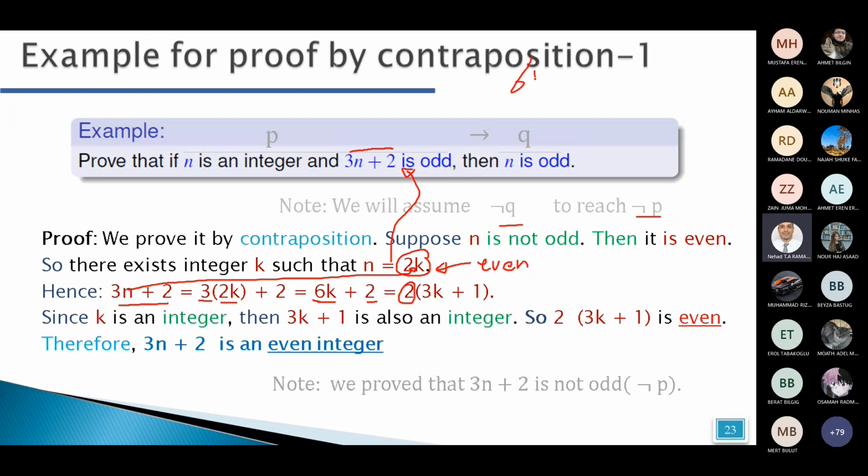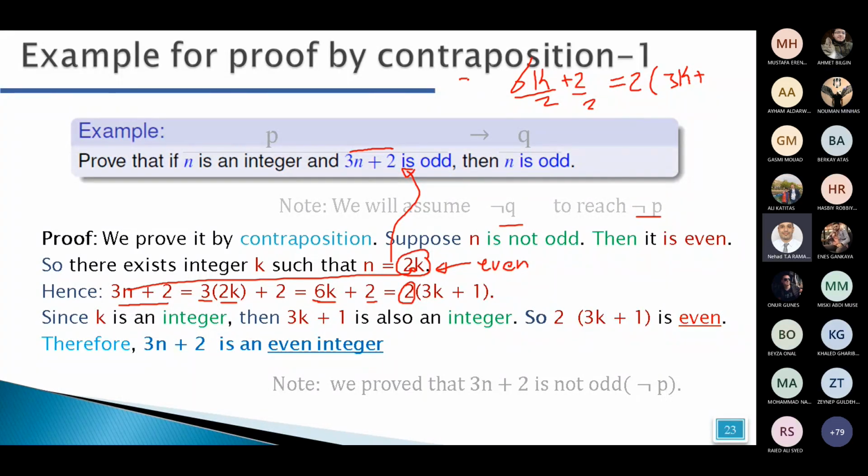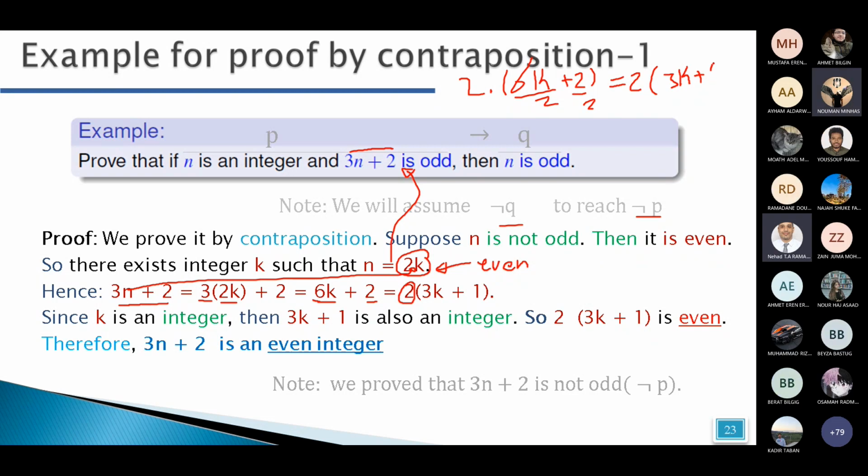So 6k plus 2, we can take 2 as a common number, yes? What is still inside? This divided by 2, this divided by 2. So we have 3k plus, if you divide by 2 and multiply by 2, you did not change anything, yes? So 2 multiplied by 3k plus 1. 2 divided by 2 is 1. Okay.